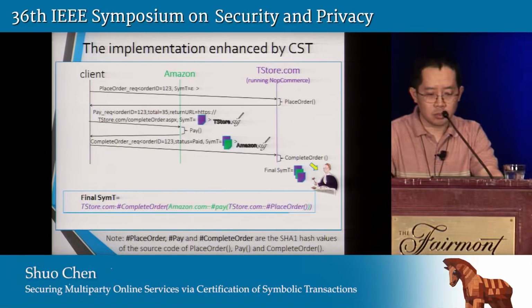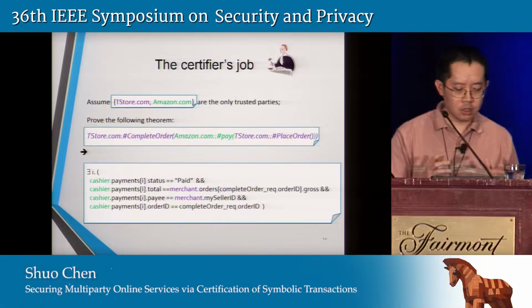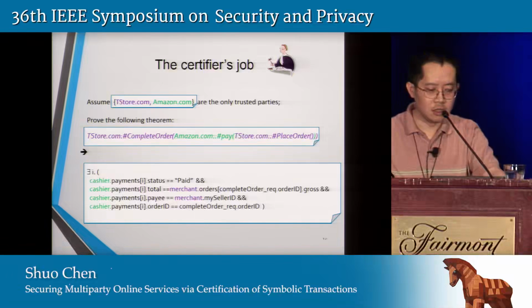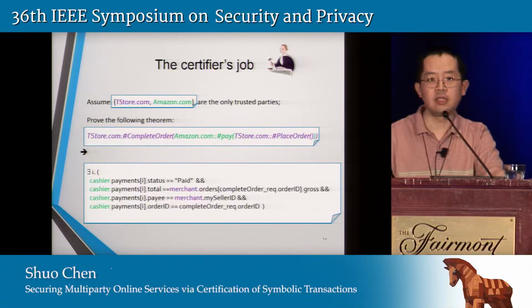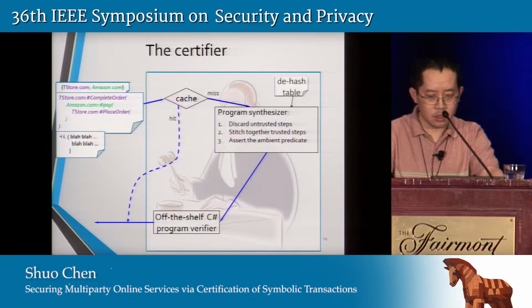Now we just pass this final SymT to the certifier. The certifier's job is to assume that T-Store and Amazon are the only trusted parties. And then it tries to verify that this sequence of computations logically implies the ambient predicate. So this is a symbolic check. Now let's see the internals of the certifier.